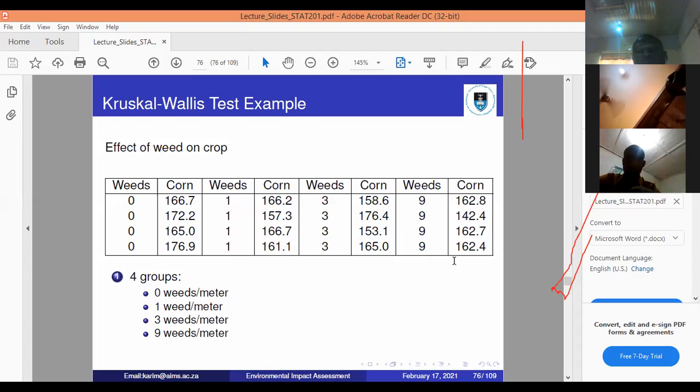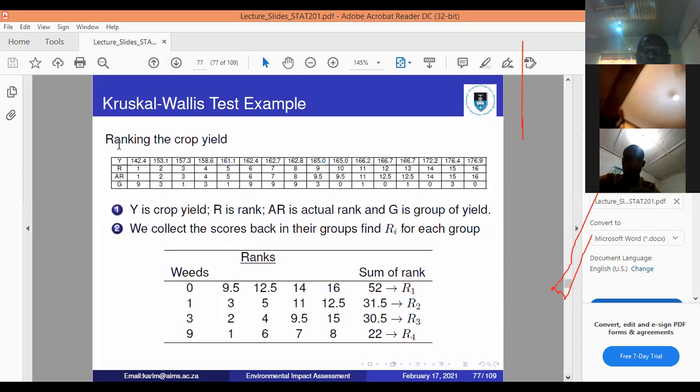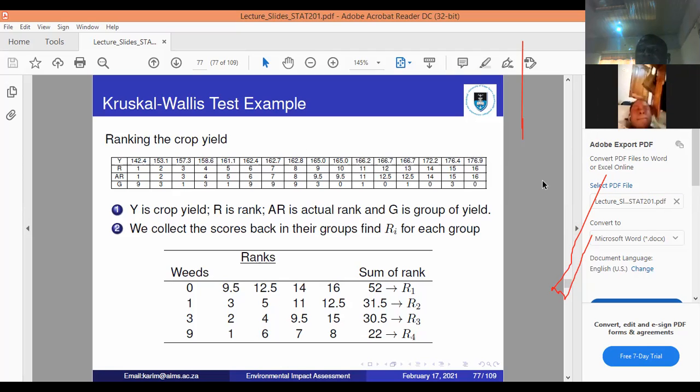176.9. Those of you talking, I will remove you. So please, now let's move on. We arrange the data in that order, starting from the smallest one. So we have 142.4, 153.1 up to 176.9. This is how we arrange the data.